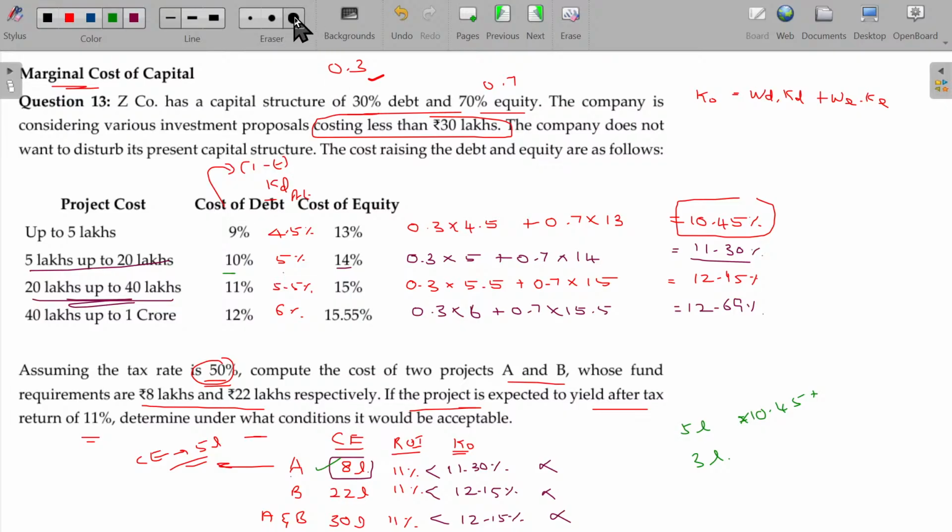There is another approach. As I am in need of 8 lakhs for funding A, first I borrow 5 lakhs. If I borrow the first 5 lakhs, my cost is 10.45%. Thereafter, I borrow another 3 lakhs. By then I may move on to the next tax cost being 11.30. Now, what about my total cost payable? 5 lakhs into 10.45?